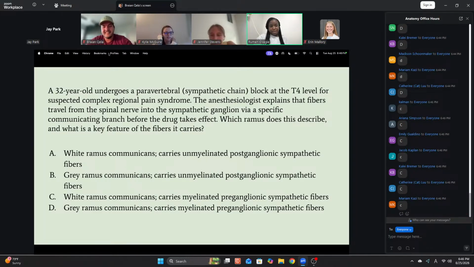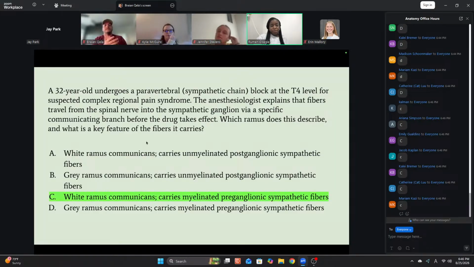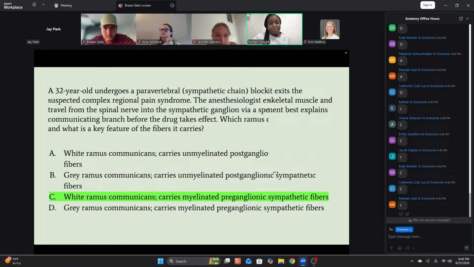All right, so I'm seeing a lot of C's. White ramus communicans carries myelinated preganglionic sympathetic fibers. Amazing job. Great job, guys. Now, this is a type of board style question that you might see on the exam. You know, it's giving you that clinical vignette, but then at the same time, it wants to know whether you know the characteristics of a certain part of the spinal nerve. All right, moving on to the next question.